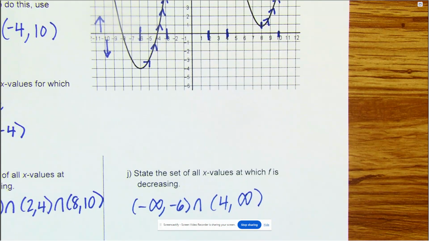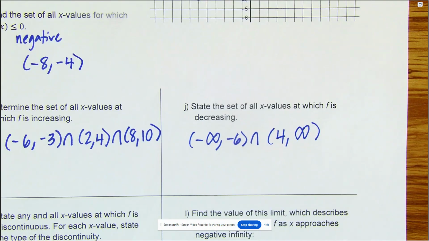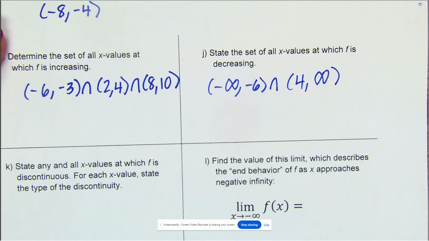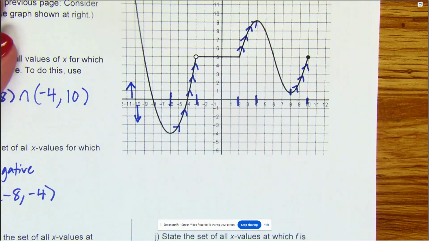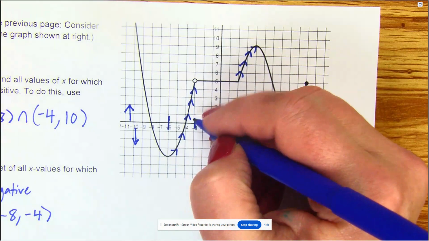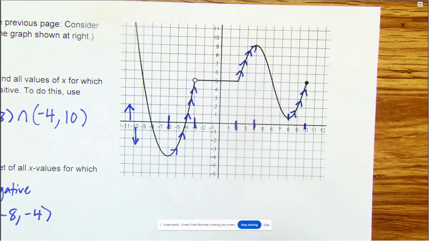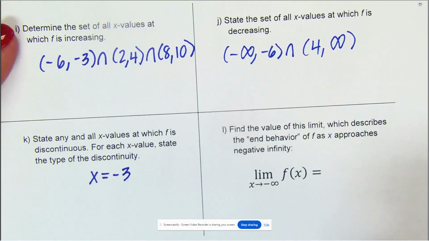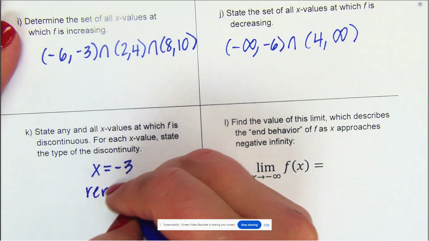All right, state any and all x values at which f is discontinuous, and for each x value state the type. Well, there's only one here. There's a hole at x equals -3, and a hole is called removable.